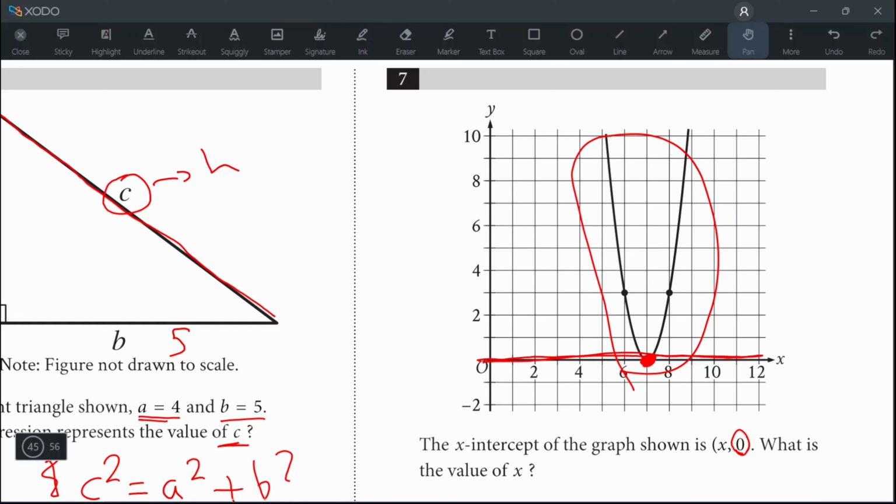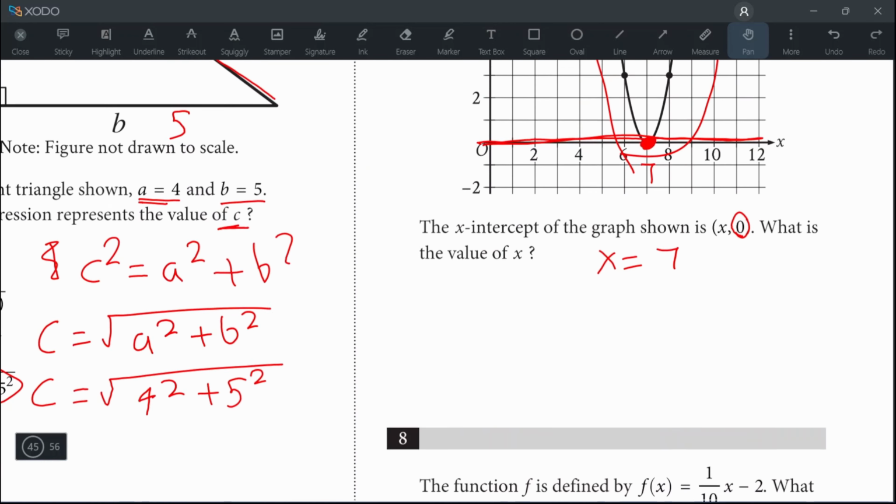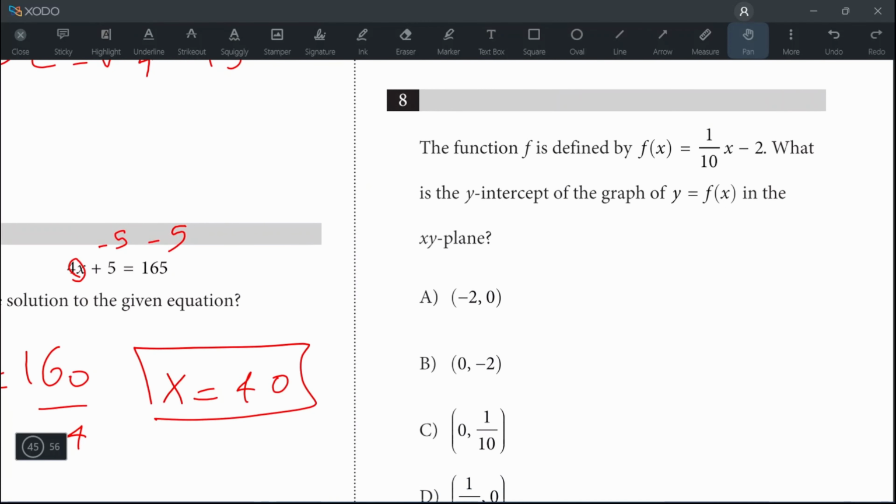The x value of this point, as you can see, is something between 6 and 8, which is 7. So the answer for this question is x equal to 7. And this is an analyzing graphs question. I won't really say it's a quadratic functions question, because we don't need to know anything about quadratic functions to solve this question. So it is analyzing graphs. Now, what about question number 8?